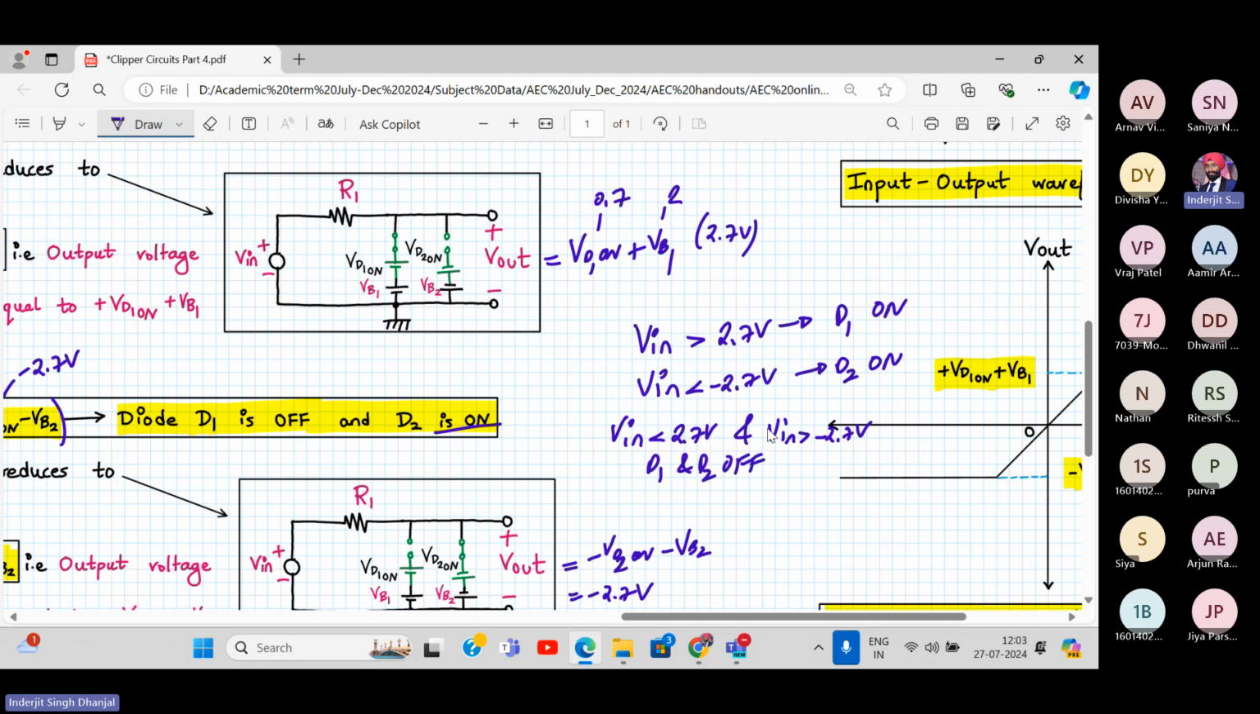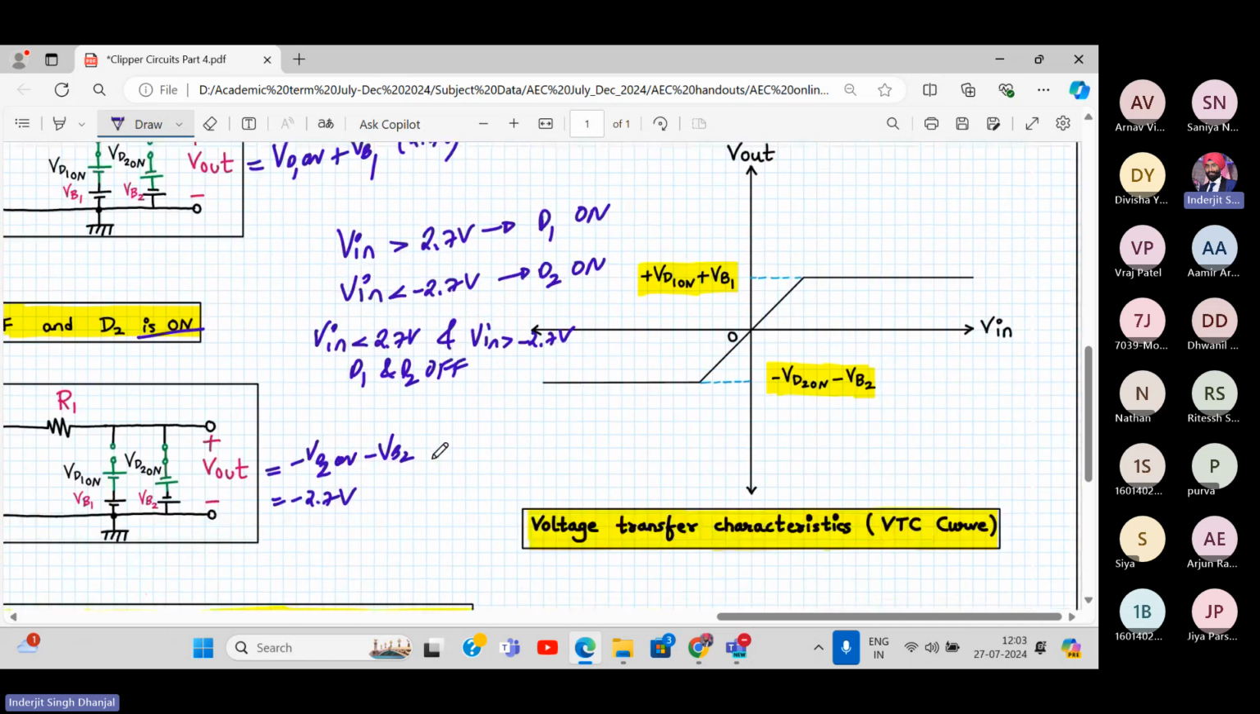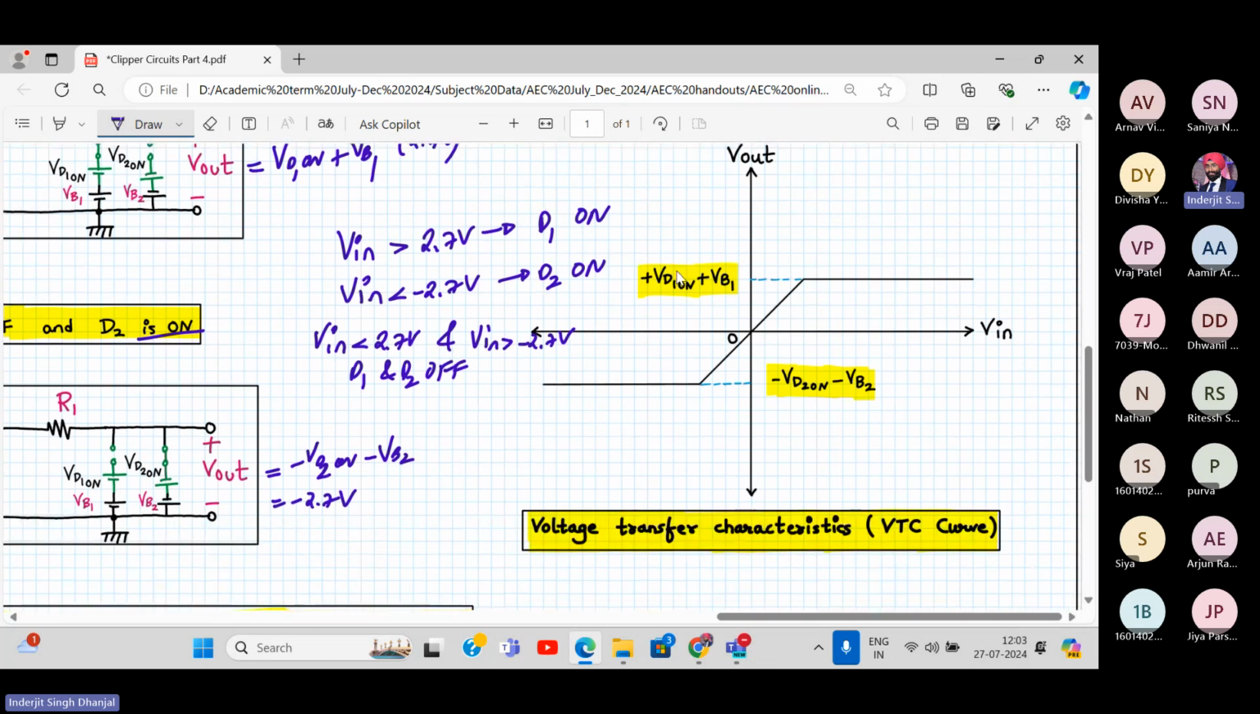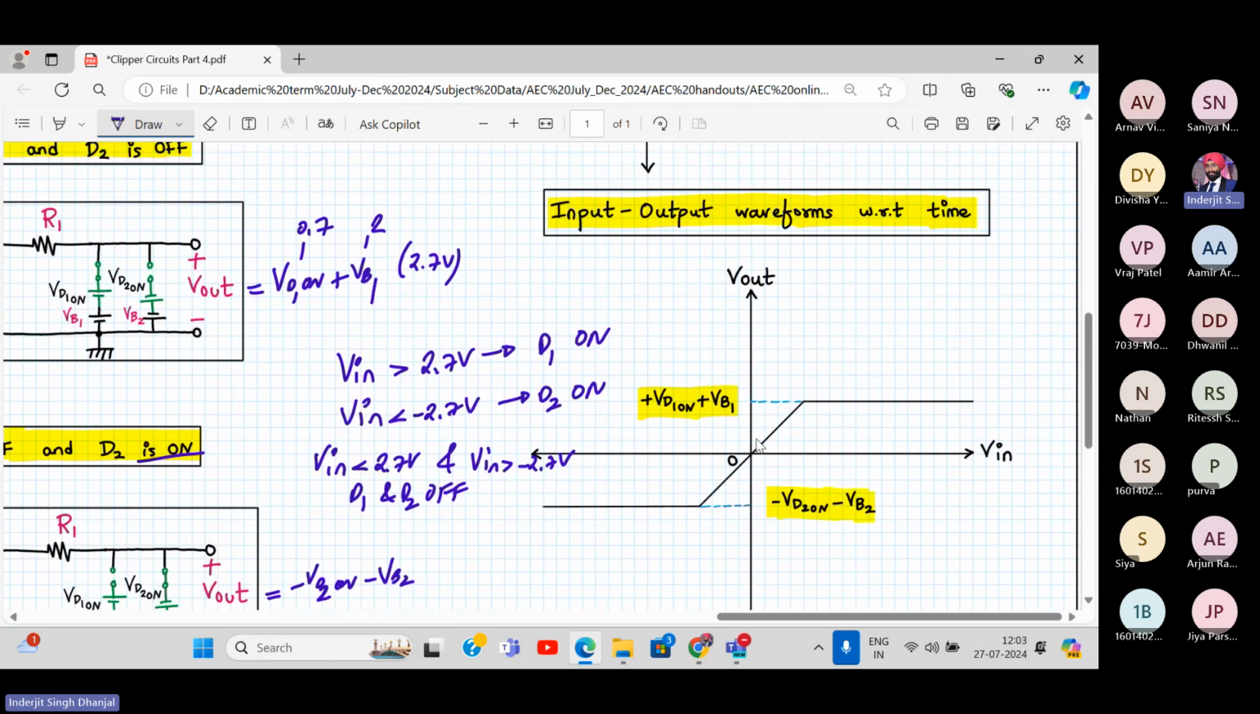So we are just increasing the biasing level. You remember last time we had only VD1 on and VD2 on. Now this level has been raised, so the level has become 2.7 and minus 2.7. The rest of the analysis remains the same. Where is my clipping level? This is my new clipping level. I hope you are following this.